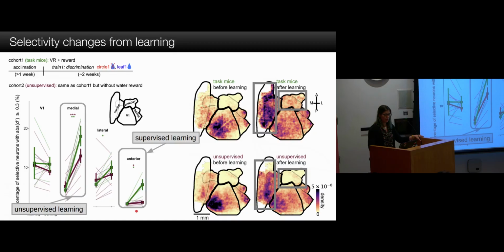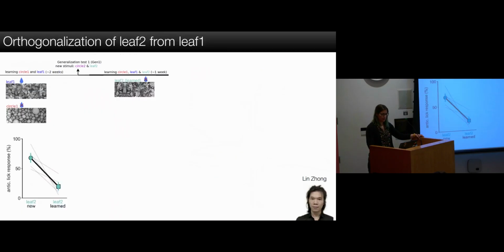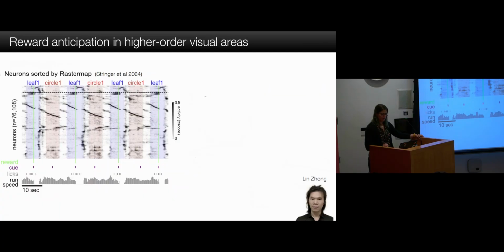So I'll show you a little bit about the anterior neurons. I won't go into more details about these neurons in the medial visual area, but we think they're doing some form of contrastive learning, potentially. Lin showed many more stimuli, and we looked at how the representations changed in both the supervised and the unsupervised mice. You can dig into the paper for more details. I'll just show you the reward anticipation neurons.